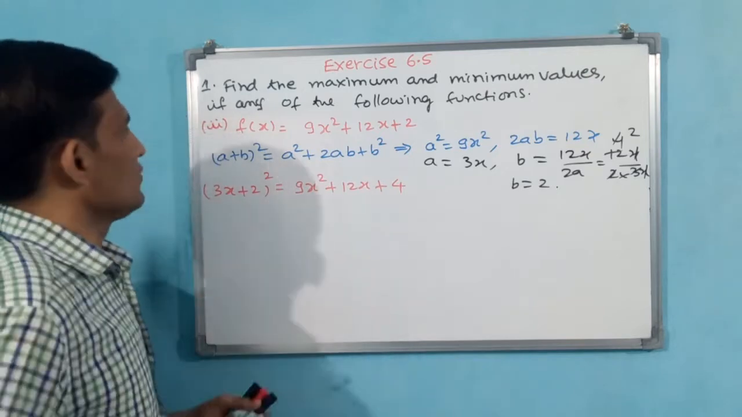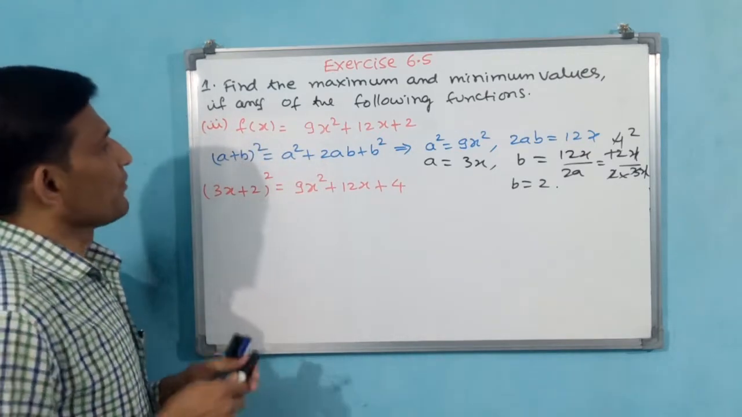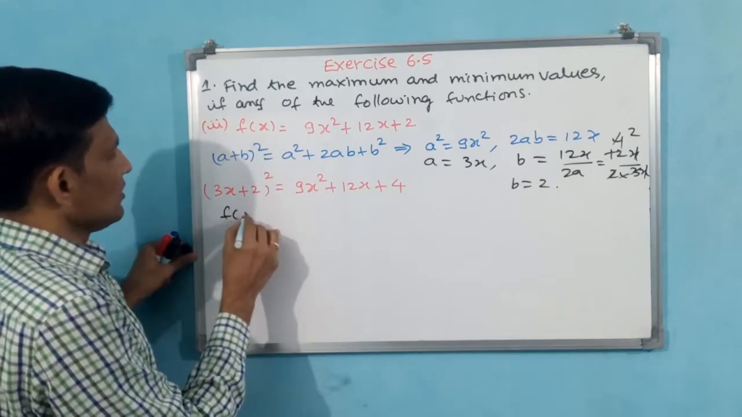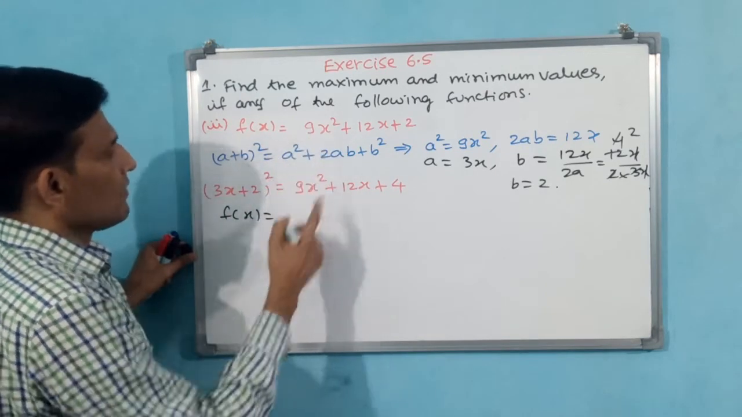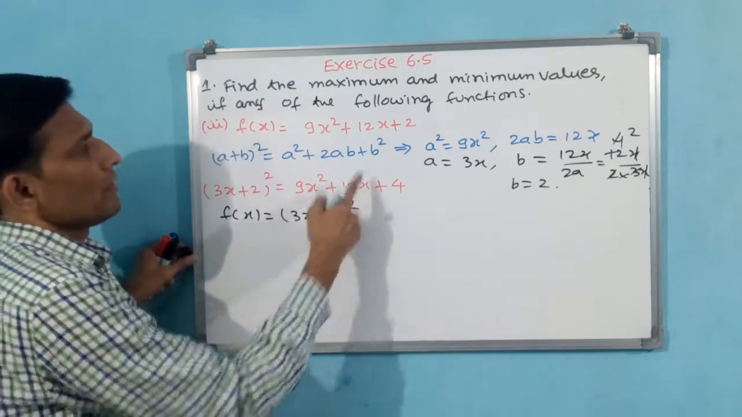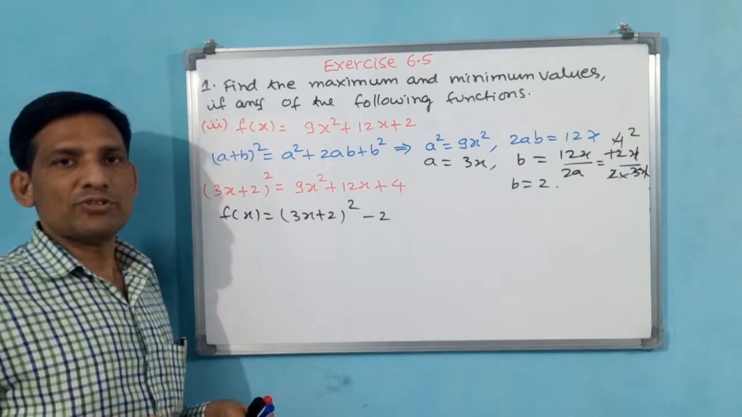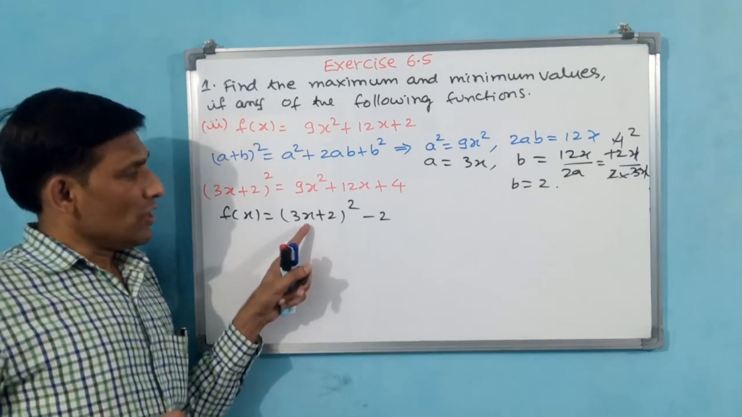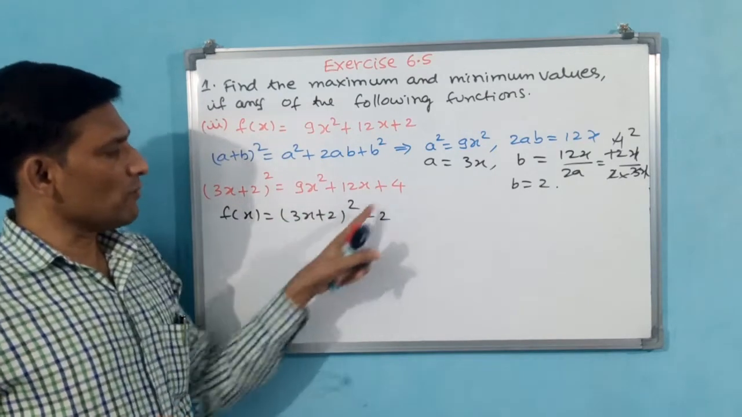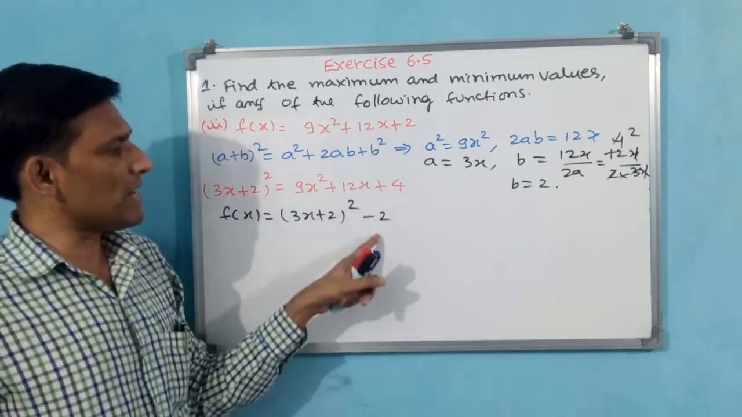Now what I am writing is important. You observe carefully. f of x is equal to (3x plus 2) whole square minus 2. Is it okay? Definitely okay. Why? Because see, 9x square plus 12x plus 4 will come. Minus 2, automatically this is going to become plus 2. Plus 4 minus 2. That's all.